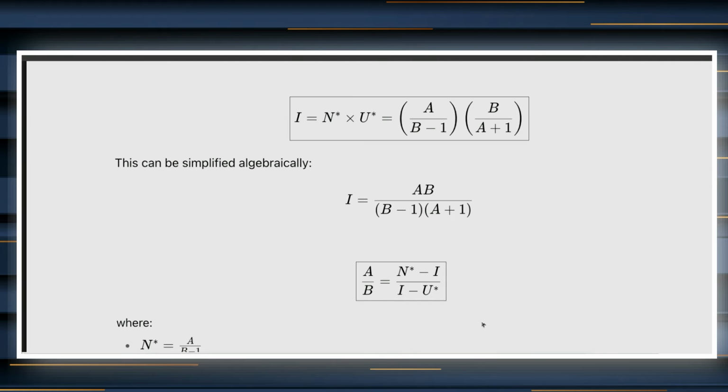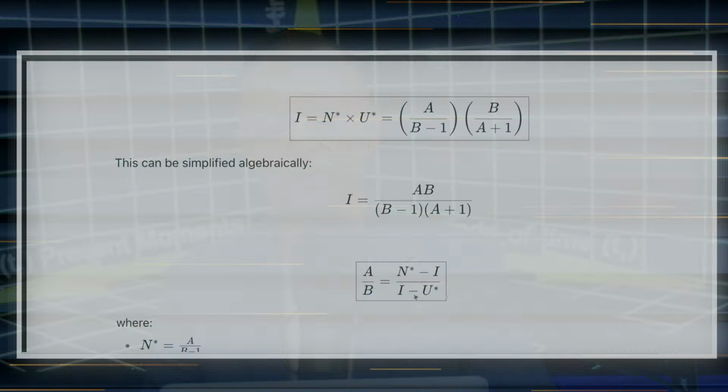This can be simplified algebraically, and if you look right here, this is probably the most important expression that has ever come out of Existics: the original ratio of A to B is equivalent to the ratio of n star minus I and I minus u star. And what that means is as the gradient of A and B increases, we maintain a right angle and we're able to have invariance. So something I want to speak to on this.